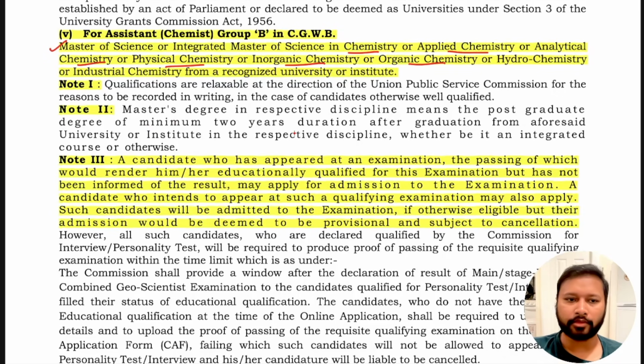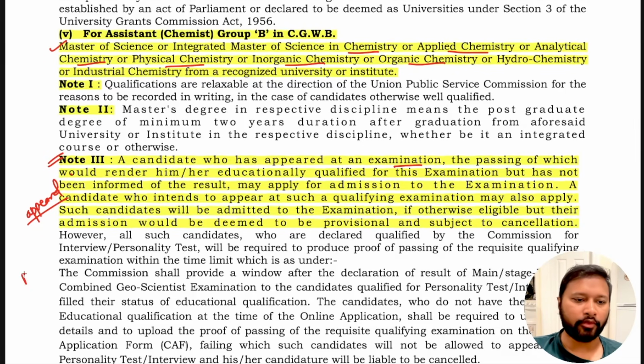Okay, so that is a very common and well-known fact. This is an important note which is given: a candidate who has appeared in the exam, the passing of which would render him or her educationally qualified for the exam, but has not been informed of the result. That means if you have just appeared in the master's exam, you have not qualified yet but you have appeared, in that case also you can apply for it.